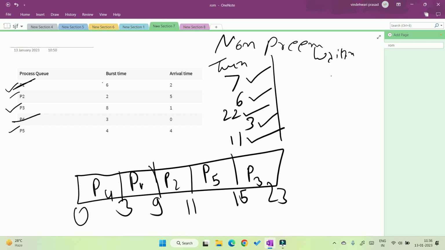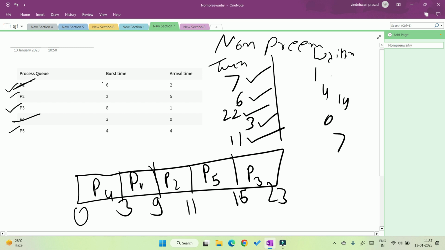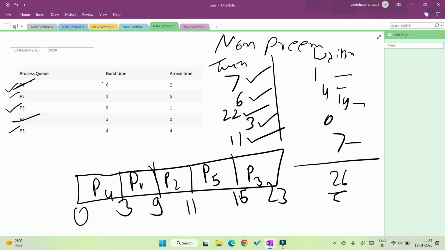Now same question for waiting. Waiting here is 1 second, 4 seconds, 14 seconds, 0 seconds, 7 seconds. Okay. Now you see that here the average waiting time is 14 plus 7 plus 4 plus 1 is 26, divided by 5. Okay.